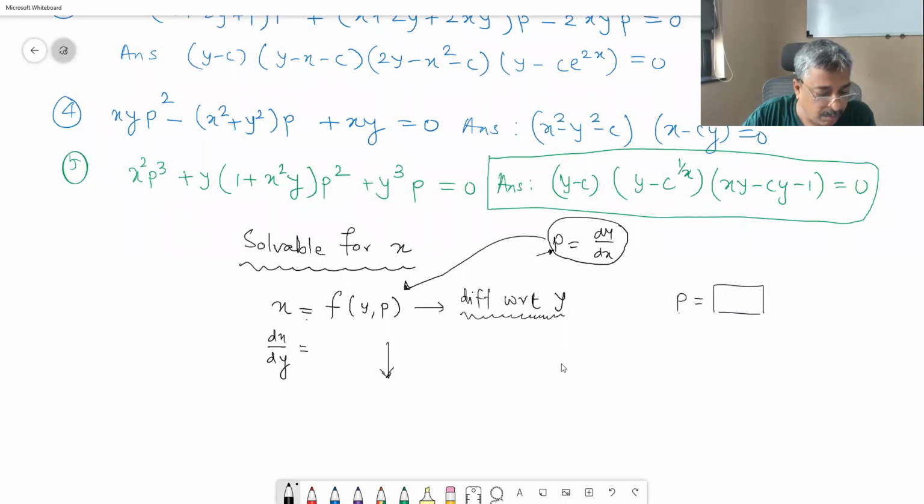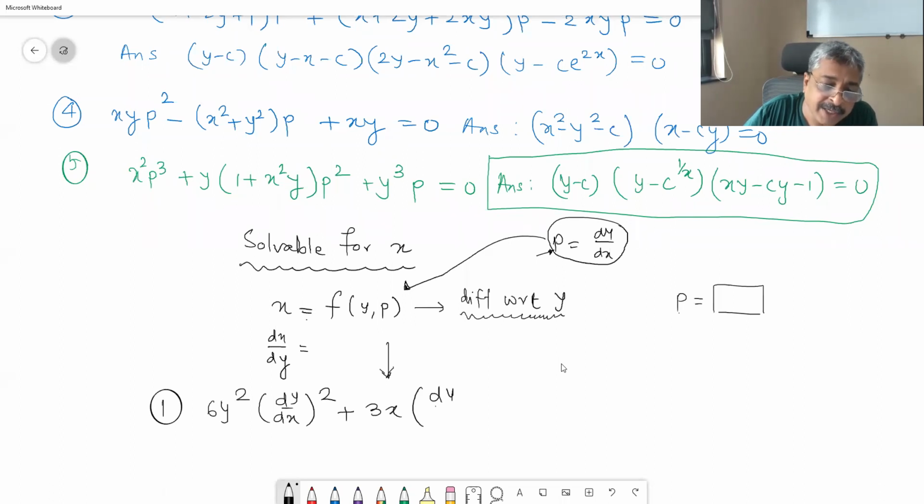Question 1, solvable for x. 6y square (dy by dx) square plus 3x dy by dx minus y is equal to 0. Now you will see that this is a first order, degree 2 differential equation, because dy by dx has power 2. We have y square, we have y, and only x. That is why it becomes solvable for x. Try to do it. After some time I will solve it on board.